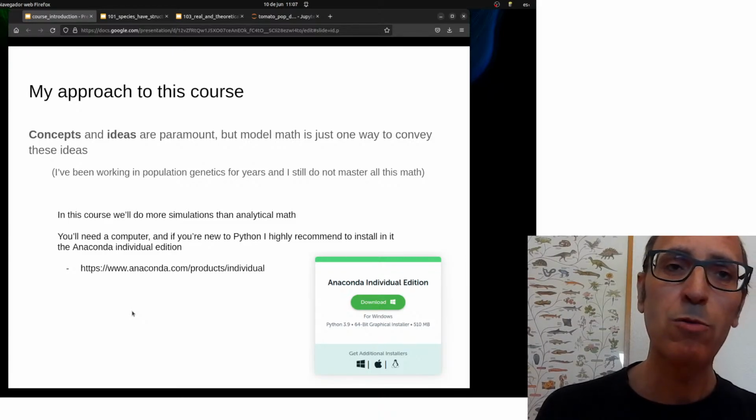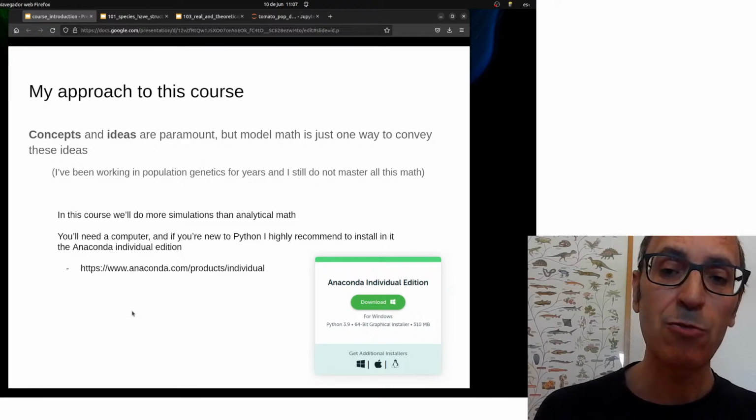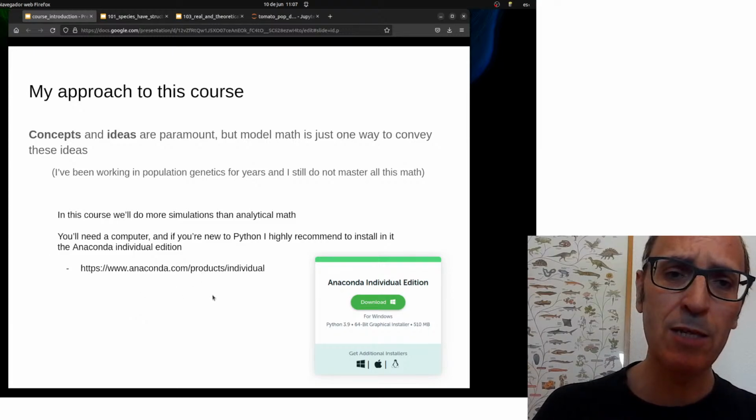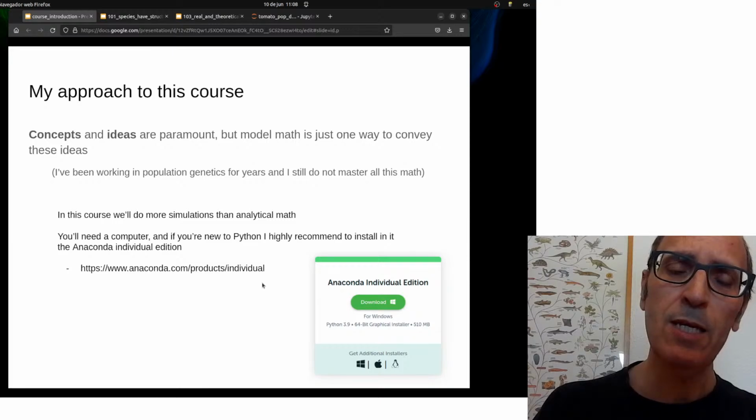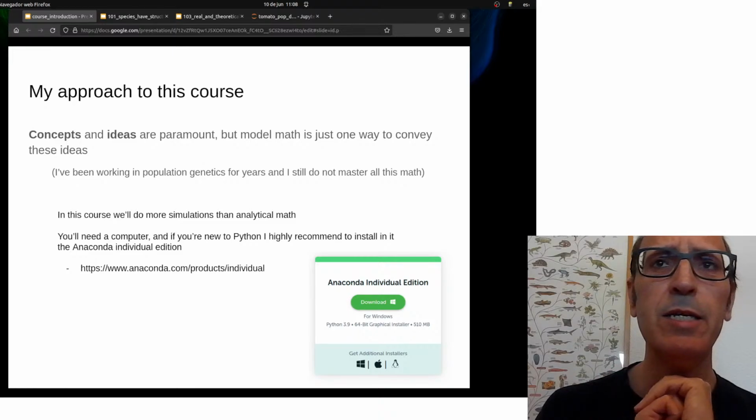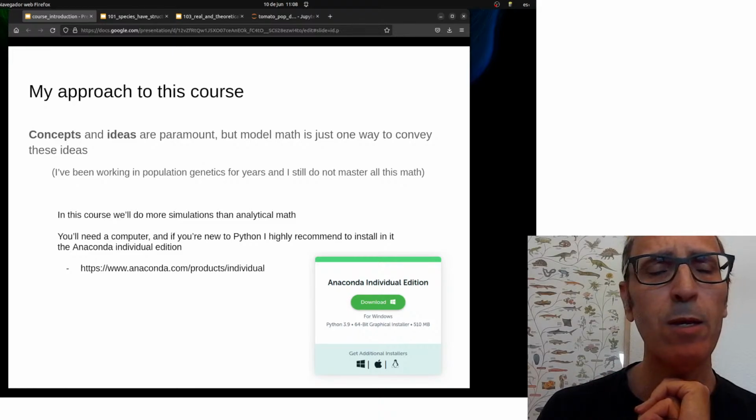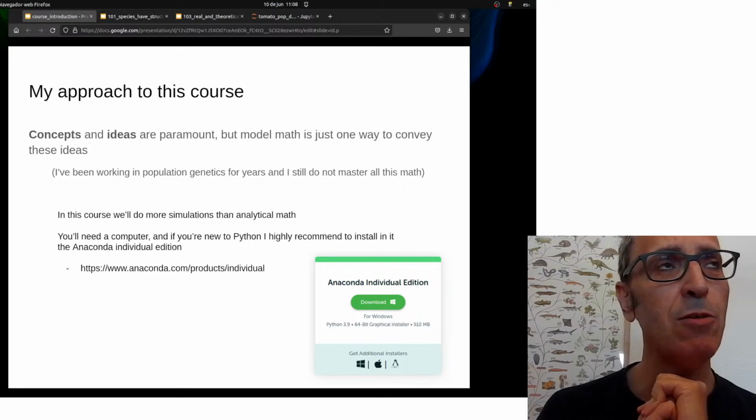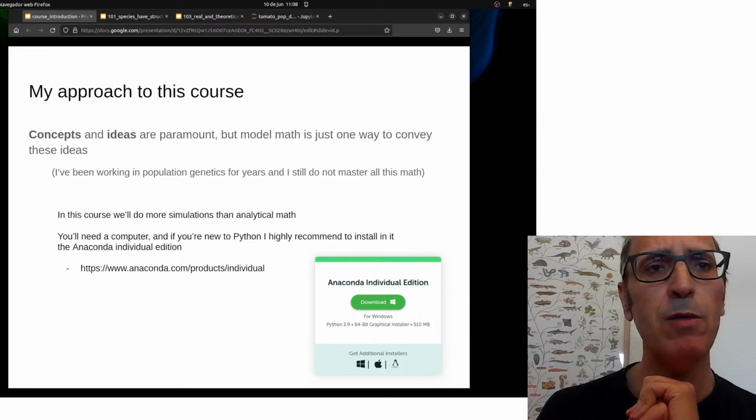If you want to do the simulations, to play with the simulation, and this is something that I highly recommend, you need Python. One way to install Python is to go to this website and download the Anaconda Individual Edition. This is a package that includes Python and everything else that you need to run the simulations. But if you are already familiar with Python, you don't need this.